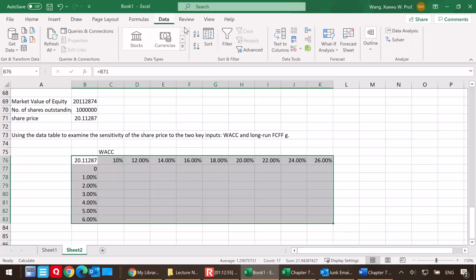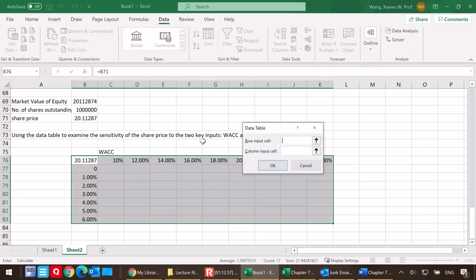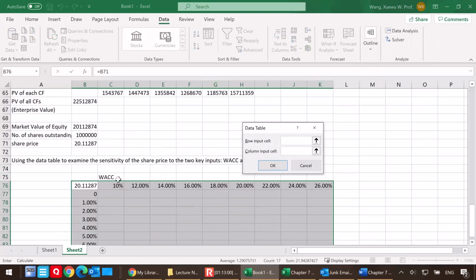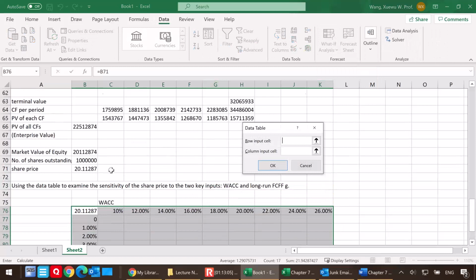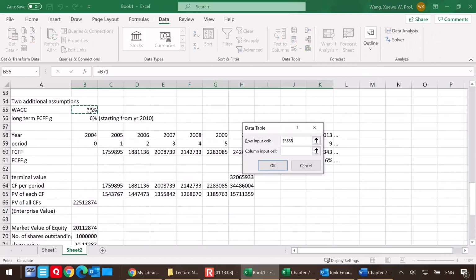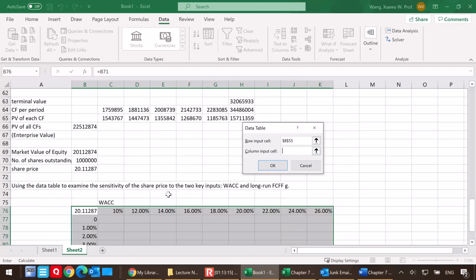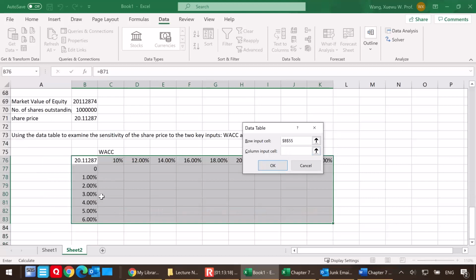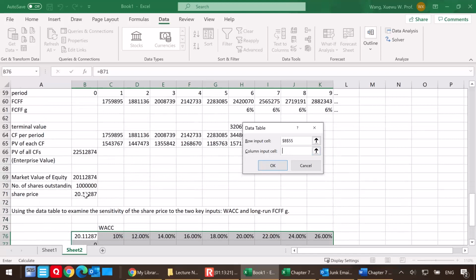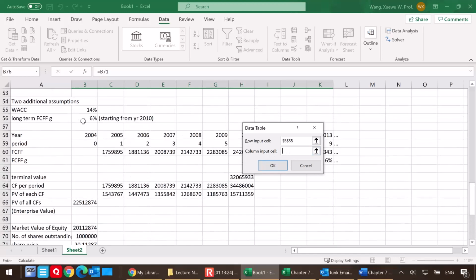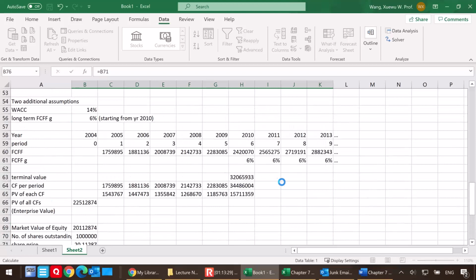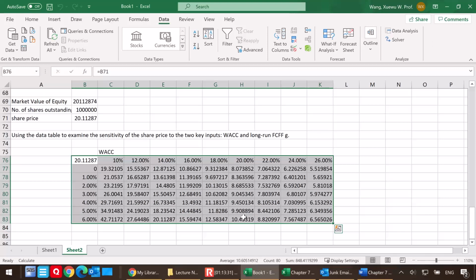So go to data, what-if, data table. The row input cell is going to be, we set up the WACC in the row, but when we calculate this output, what is our input? Our input is this cell here, the 14% in B55. And our column input cell is the long run free cash flow growth rate. When we calculate this output, the input we use is the 6% long-term free cash flow growth rate. Let's click OK. And Excel should populate all the numbers here, and it did.